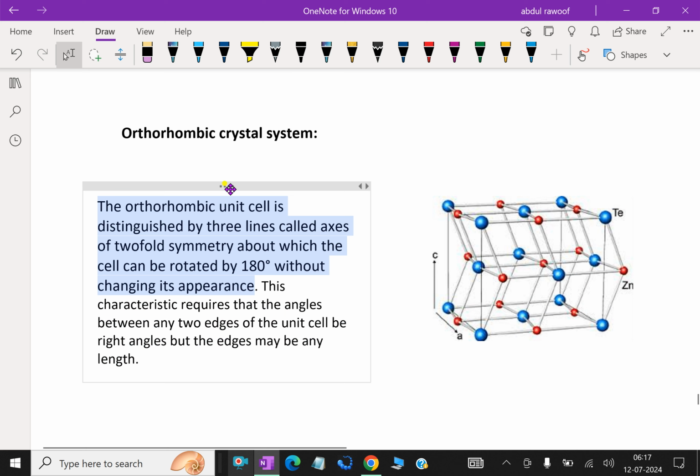And the orthorhombic crystal system. The orthorhombic unit cell is distinguished by three lines called axes of twofold symmetry, about which the cell can be rotated by 180 degrees without changing its appearance. This characteristic requires that the angles between any two edges of the unit cell be right angles, but the edges may be any length.